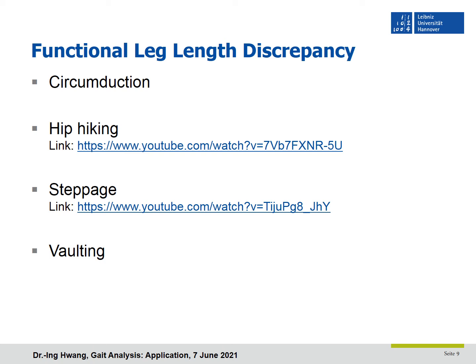But if it does not work in the right timing, it makes problems, such as circumduction, hip hiking, steppage, and vaulting. Circumduction and vaulting will be explained with graphs, and we will see the video of hip hiking and steppage.